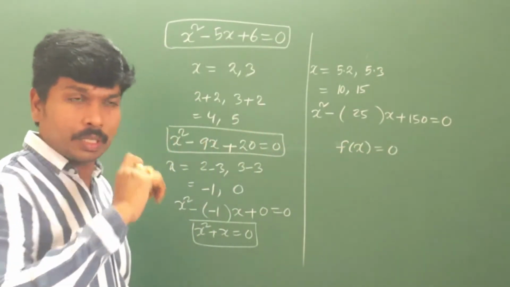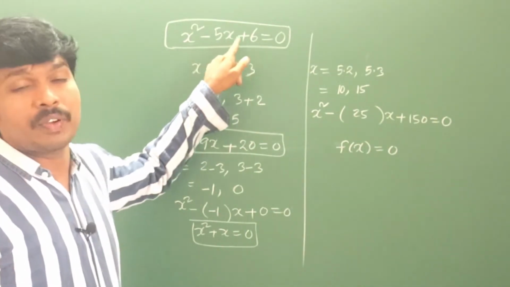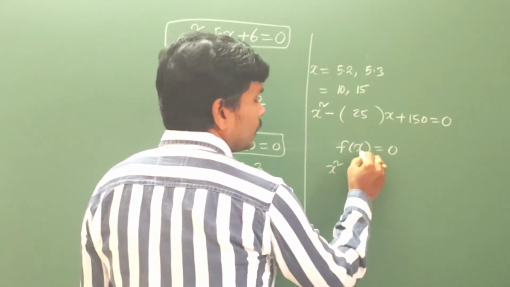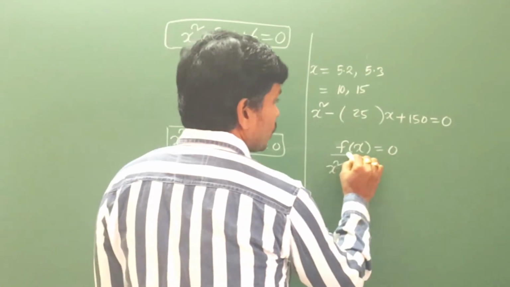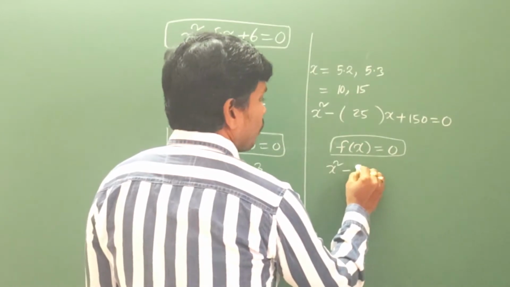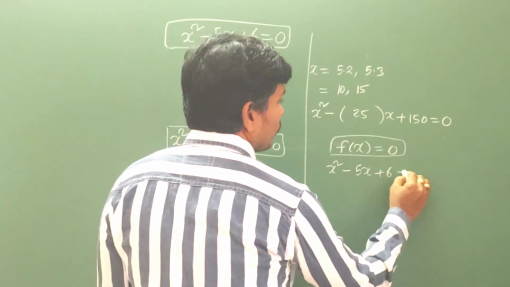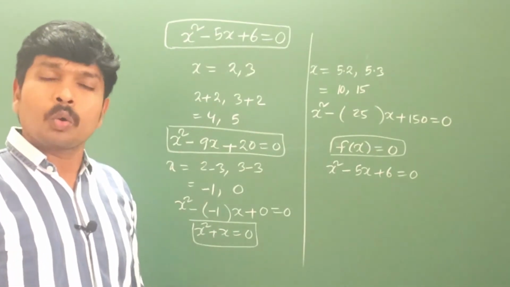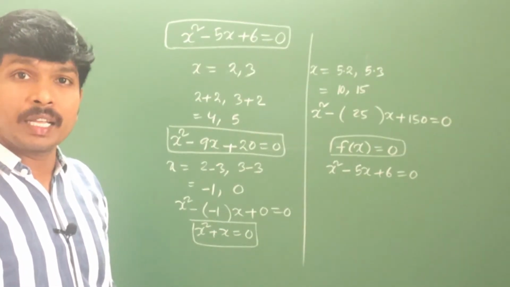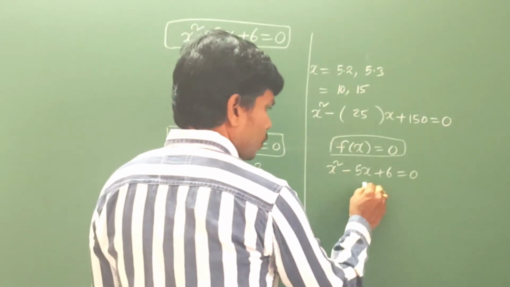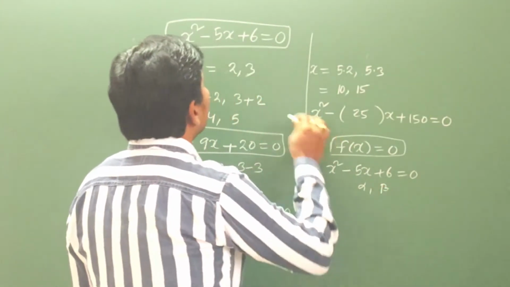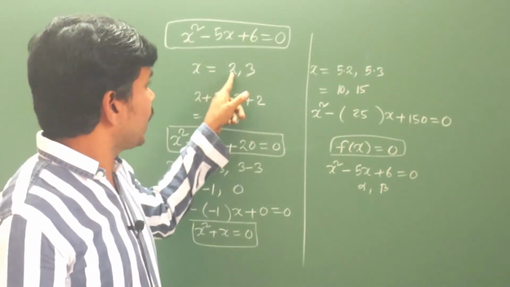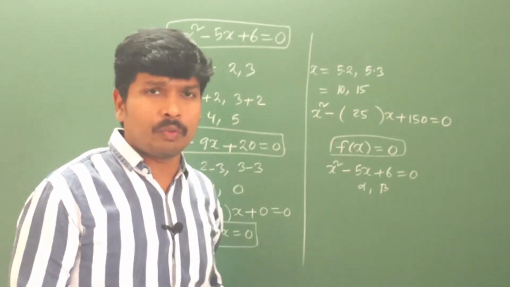Here f of x equal to 0 is nothing but x square minus 5x plus 6 equal to 0. This is our equation. Suppose you take that equation, it is denoted by f of x equal to 0. What are the roots of this? The roots of this are definitely alpha comma beta. Here your alpha value is 2 and your beta value is 3. You have known that well.